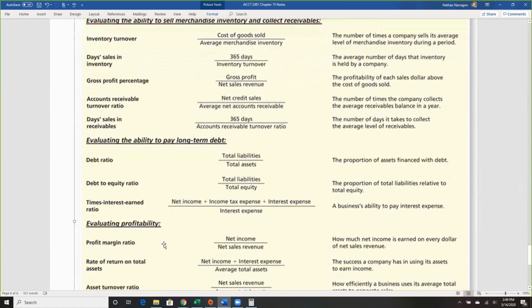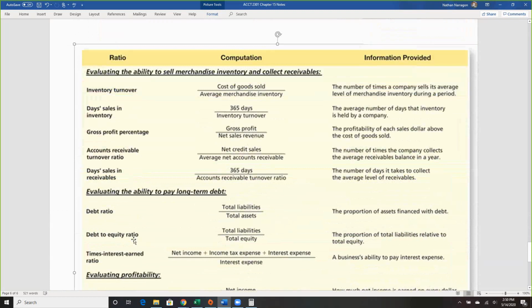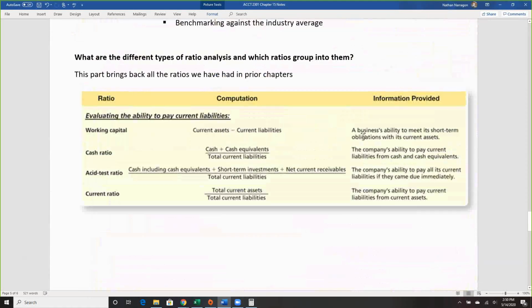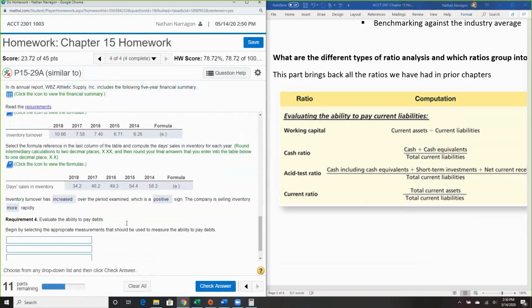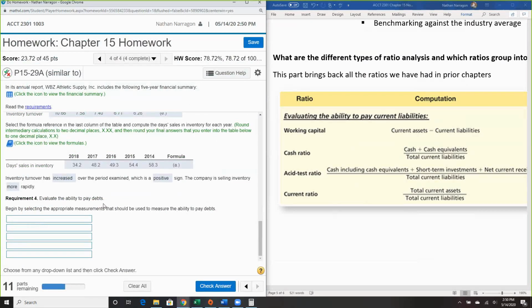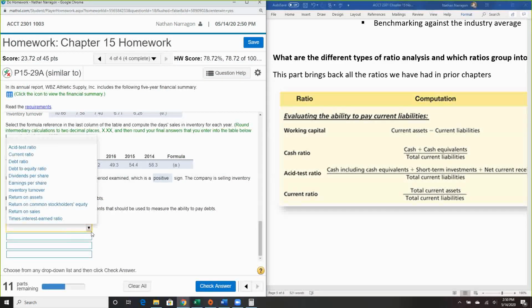Pay debts. So we're probably looking at current and long term. So let's see how many of the current ones there are. I'm going to do a split real quick. This way I can see them. I'm going back and forth. There's the current.